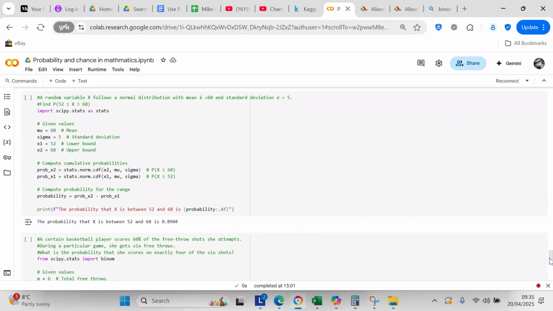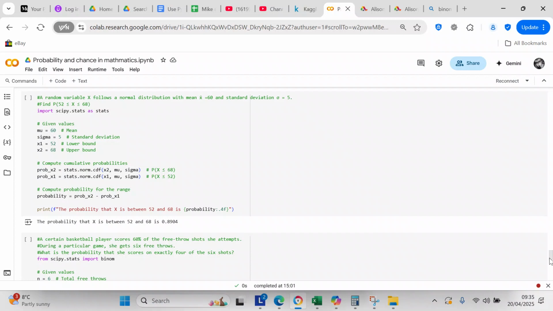So we have the next question. A random variable x follows a normal distribution with mean equals 60 and standard deviation sigma equals 5. Find P(52 <= x <= 68). So we're going to use the SciPy scientific library to find the answer to this question.